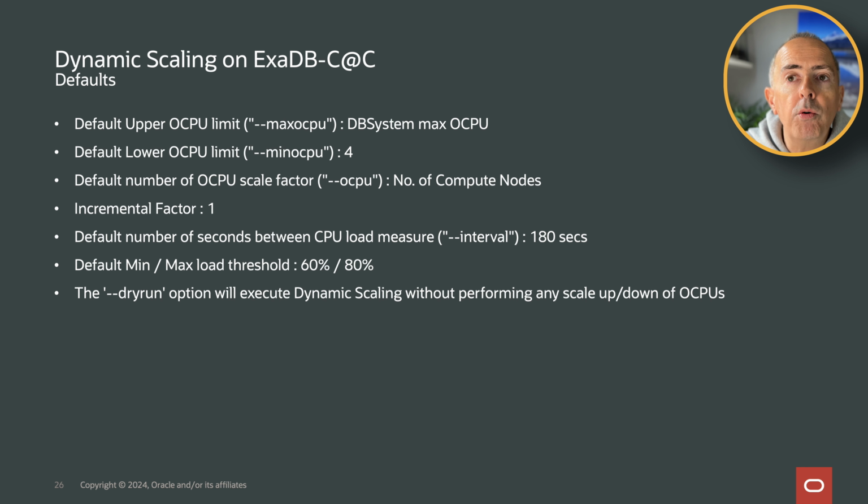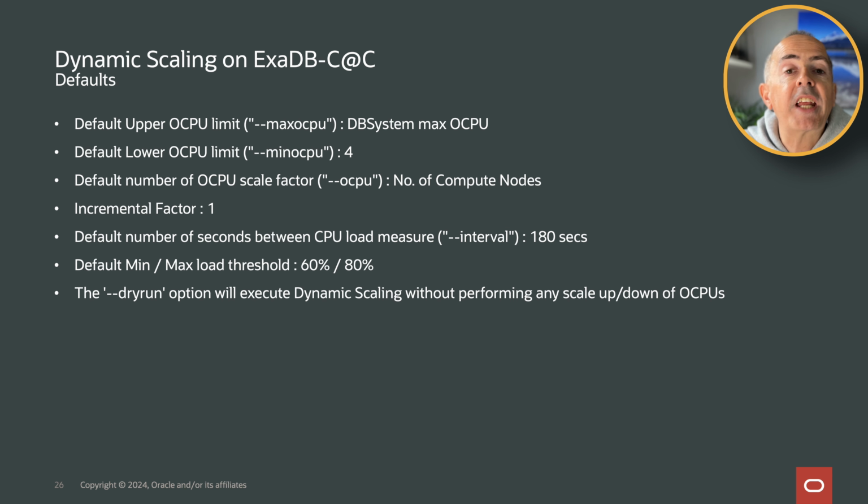Here are some of the defaults for some of the options. The default upper OCPU limit is basically as many OCPUs as you have available. The default lower limit is 4 OCPUs per VM. The default scale factor is based on the number of database server nodes, and the standard measurement period is 180 seconds. And at any time, you can just execute the command with the dry run option, which will execute the dynamic scaling scripts without actually performing the scaling.